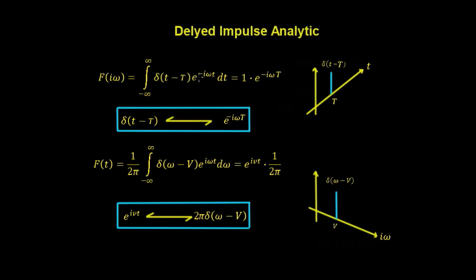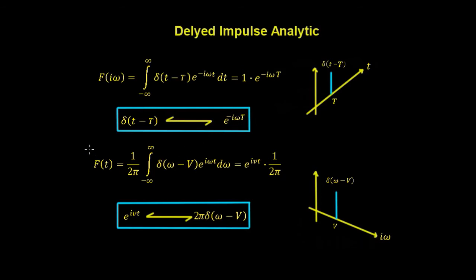But the e to the minus i omega t, well, in this instance here, this only exists at a point where t, that is the axis here, is equal to some value large T, which is just the delay. So that becomes e to the minus i omega T. So that's just 1 times e to the minus i omega T. So that means that whenever we Fourier transform a delayed impulse, we get an exponential function in the frequency domain.